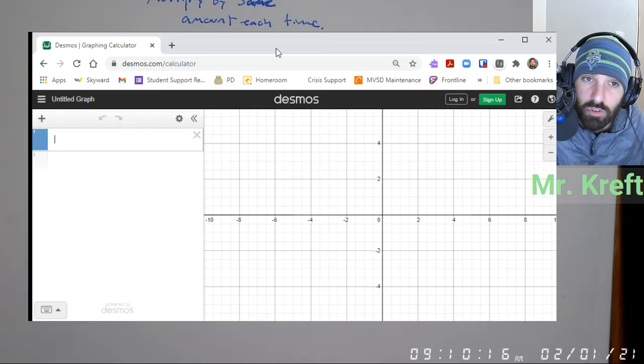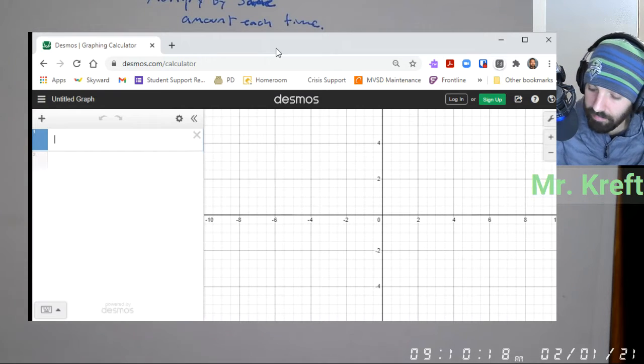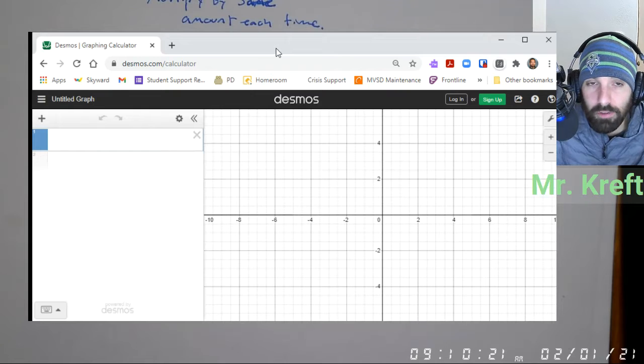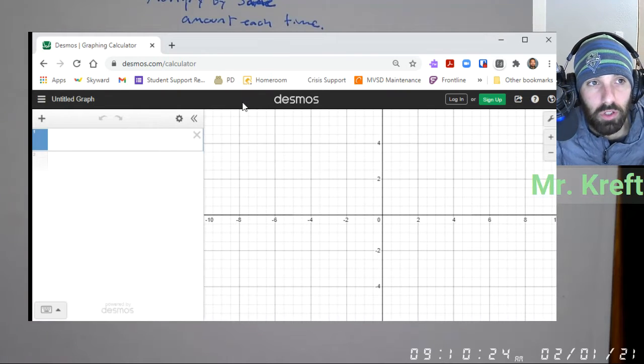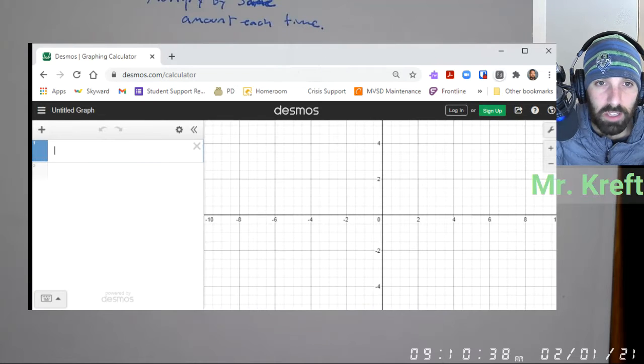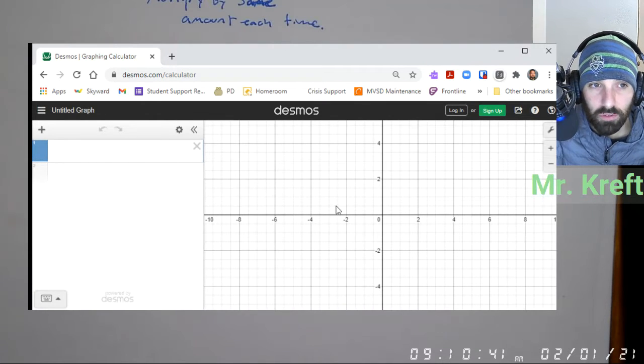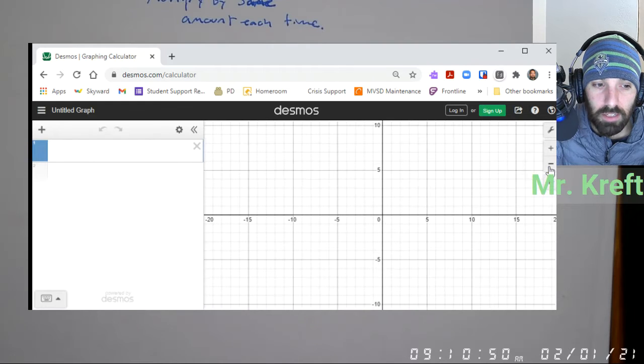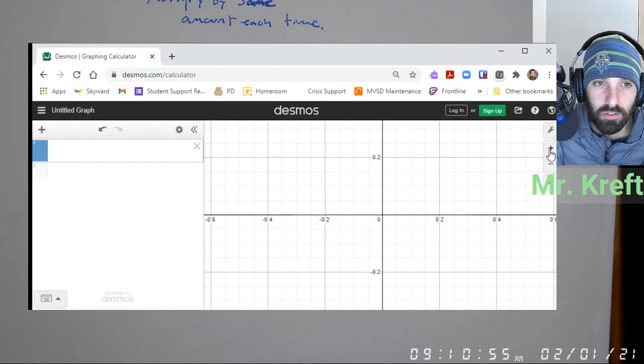Okay, and then if anybody's having issues getting to this, please let me know. Everyone needs to have a window open with Desmos graphing calculator. All right, so now that we're in Desmos calculator, I want to show you a couple of things. Notice how our layout is different. We have some graph paper over here, and you can change the zoom level by hitting the plus or minus. Notice how the scale changes.